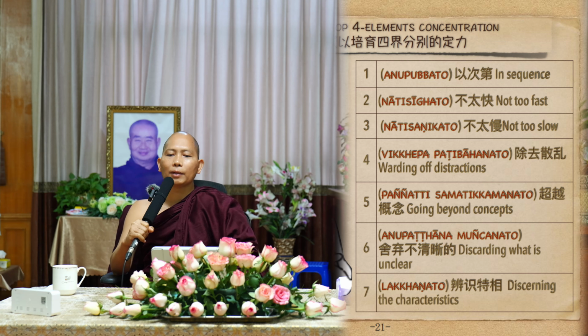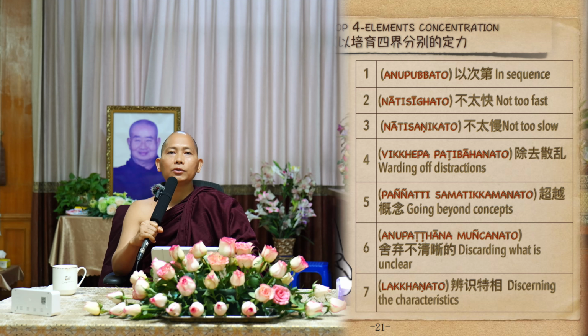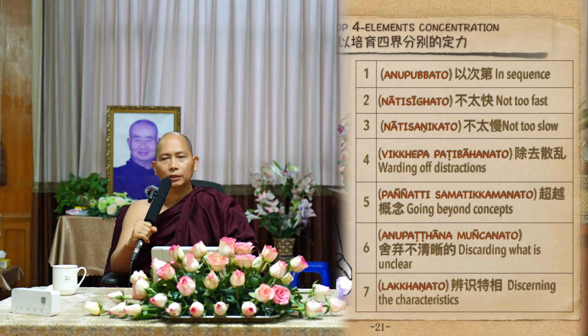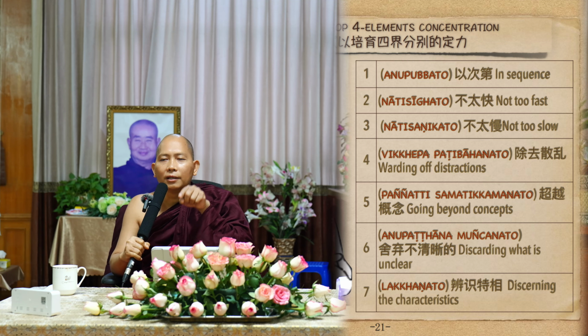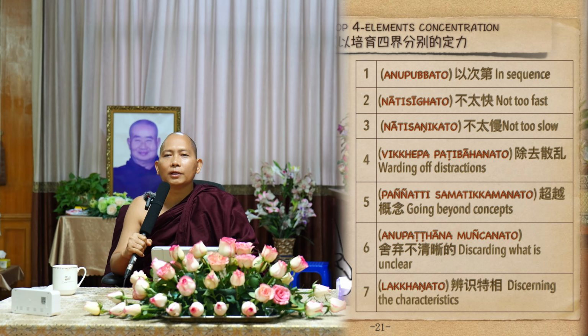Then number 5, Pannatti Samatikkamanato, going beyond concepts. When you are discerning the four elements, you are discerning hardness, roughness, heaviness, but you are just reciting names only. In the same way with Apo, Tejo, Vayo, you are reciting names only. But your mind does not reach up to the respective characteristics or element. Then you are catching only concepts, pannatti only. But actually you should pay attention up to the characteristics or the respective elements.